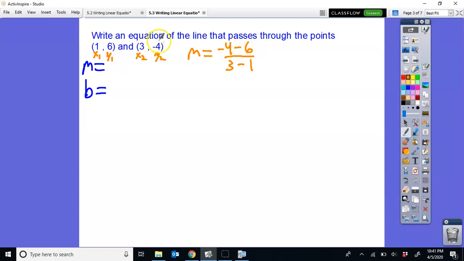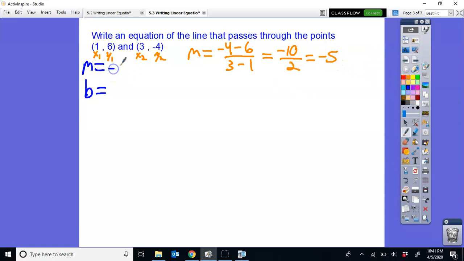-4 minus 6, y2 minus y1. So that'd be -10. 3 minus 1, x2 minus x1. 3 minus 1 is 2. And then I do -10 divided by 2. That's -5. There is my m.